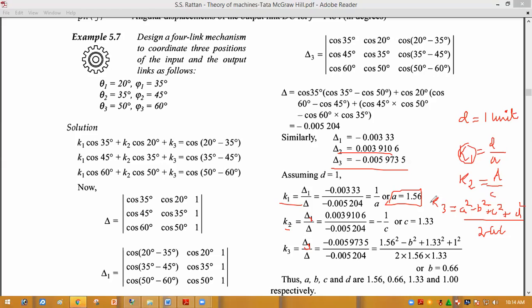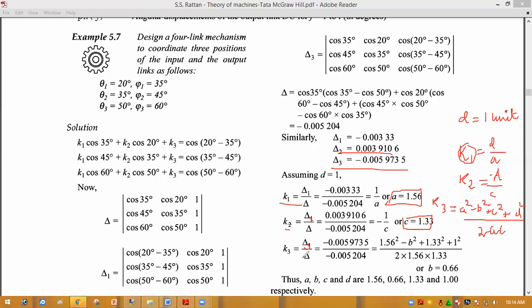Okay, 3 point something centimeter, or whatever the unit that you are taking. And k2 equal to minus d by c. So we know the value of k2, that is delta 2 divided by delta, and the d value was assumed as 1 unit. So we can easily find out what is the value of c. So here c equal to 1.33. So like previously, if you assume d equal to 5 centimeter or 50 centimeter, then c will be 1.33 into 50 centimeter, or d equal to 5 centimeter, then c will be 1.33 into 5. So like that we will be getting the value of c.